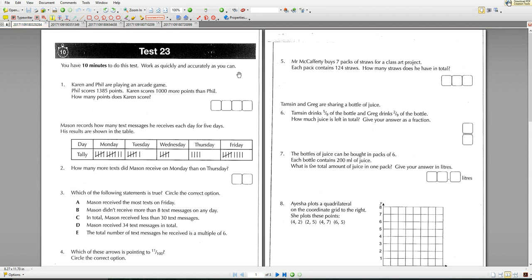Okay, welcome folks. We're looking at test 23 from the CEM Durham University papers, preparing the children for the 11 plus. This is a 10-minute test and it's from the series which is 8 to 9.